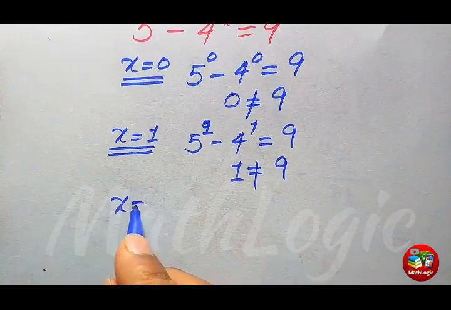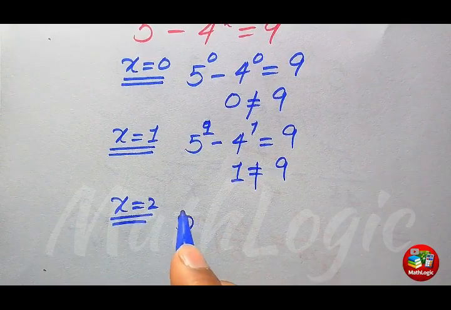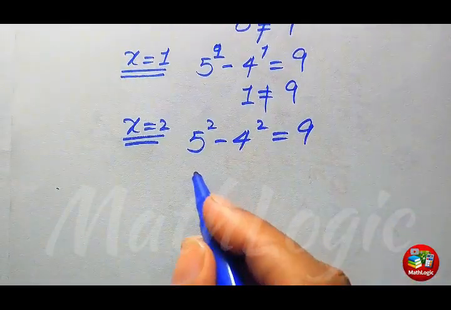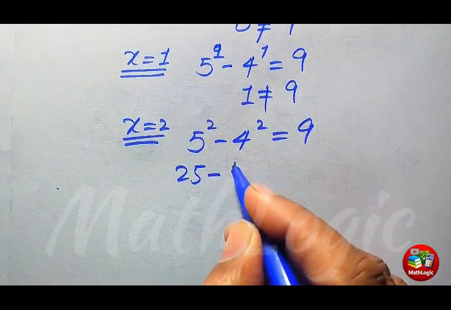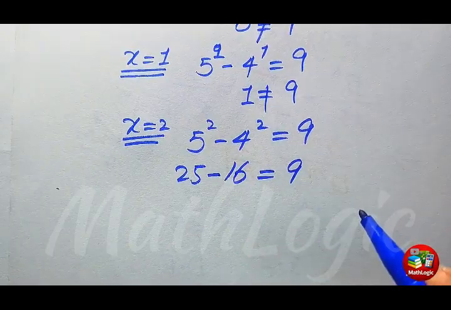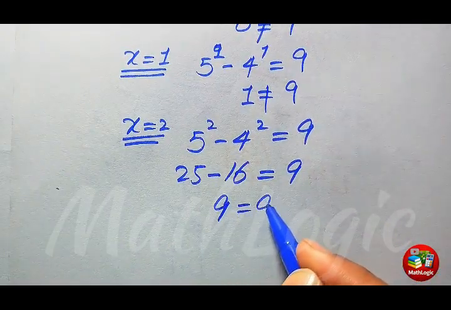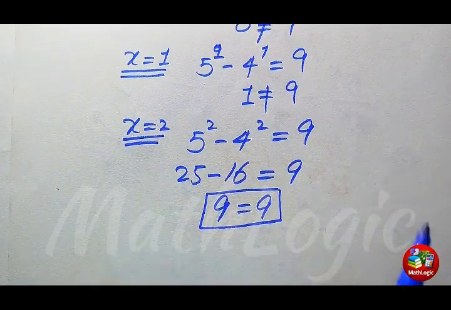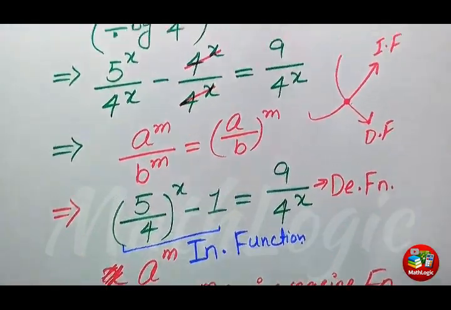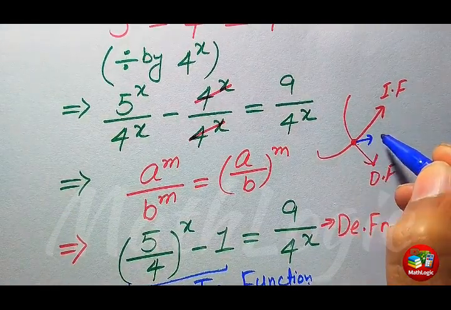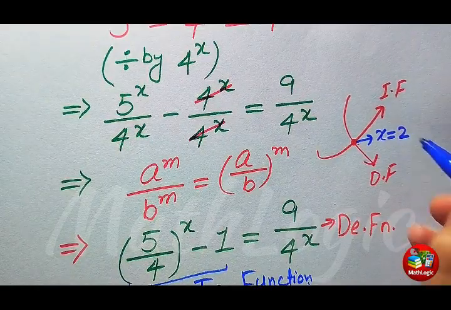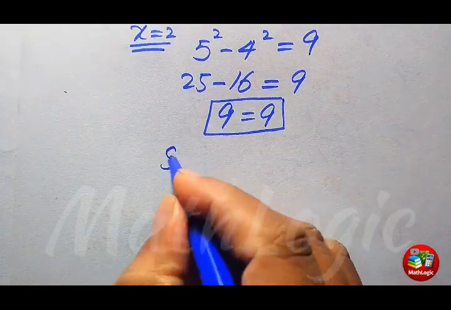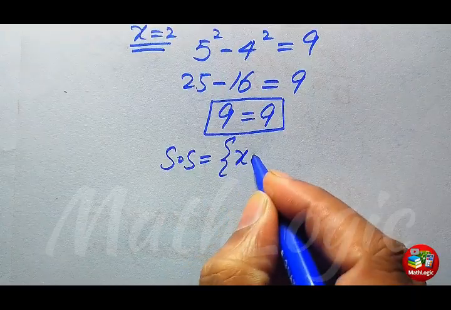And when we choose x equals 2, then this becomes 5 squared minus 4 squared equals 9. And this 5 squared becomes 25, minus 4 squared becomes 16, is equal to 9. And you clearly see here 9 equals 9. This means that the value x equals 2 satisfies our given question statement. So x equals 2 is the only solution of the given equation. So this is the final answer.